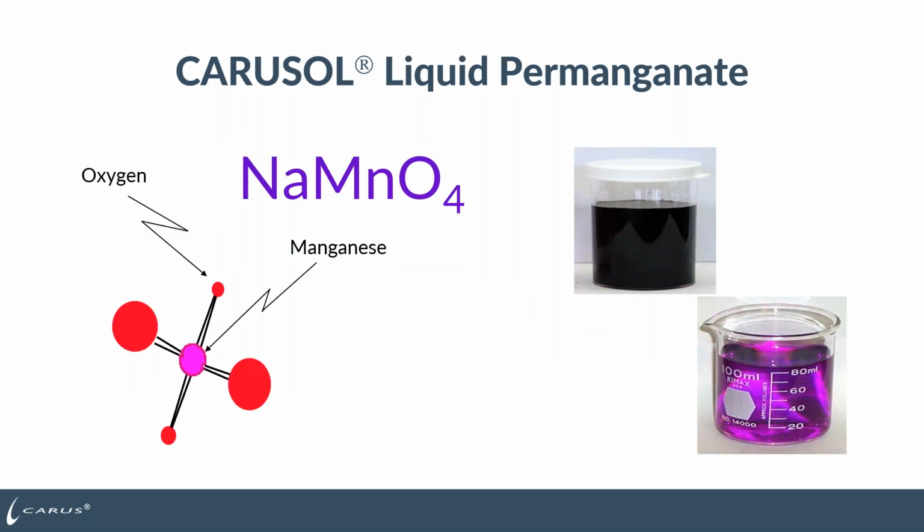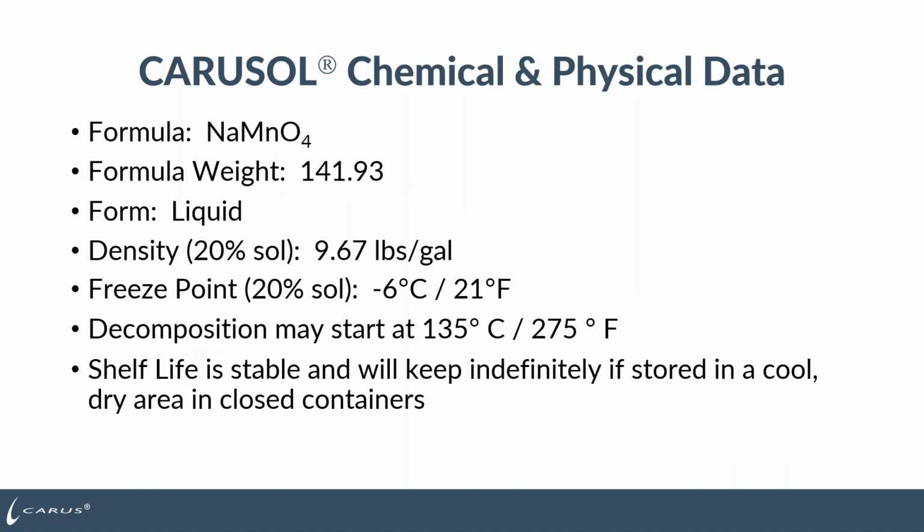Now, the other product we're going to talk about is Carus liquid permanganate. So this is sodium based. It's the dark purple liquid that you see in the container with the white cap. So it almost looks black when you see it in the container itself. As you dilute it down, it takes on the same distinct purple color that Carus potassium permanganate does in solution. The chemical formula for Carus liquid permanganate is NaMnO4.